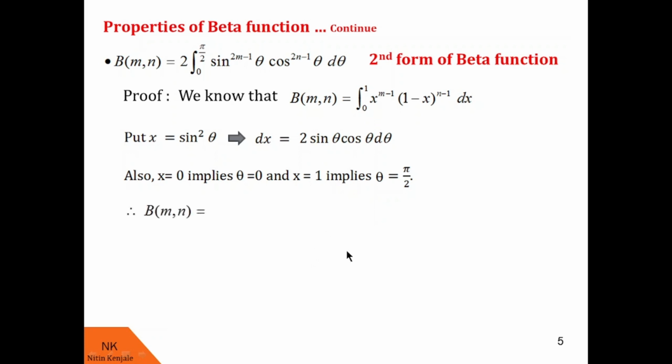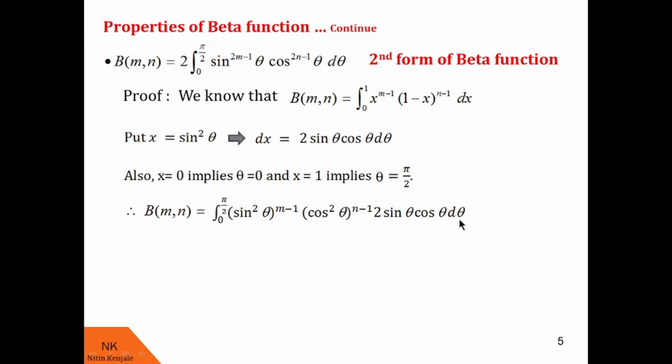Therefore, beta of m comma n can be written as integral from 0 to pi by 2 of x raised to m minus 1, which becomes sine square theta raised to m minus 1. 1 minus x, that is 1 minus sine square theta, is equal to cos square theta raised to n minus 1, into dx, that is 2 sine theta into cos theta d theta.